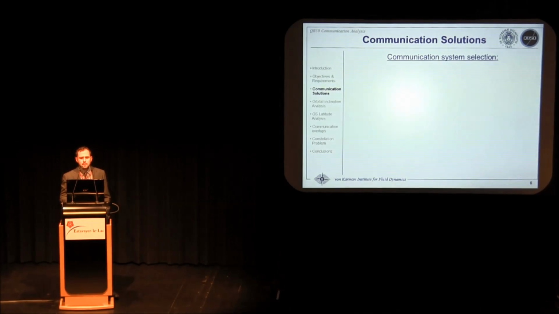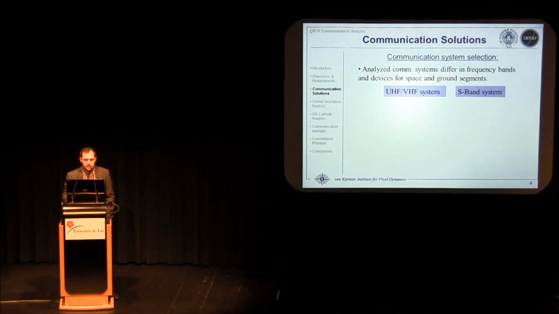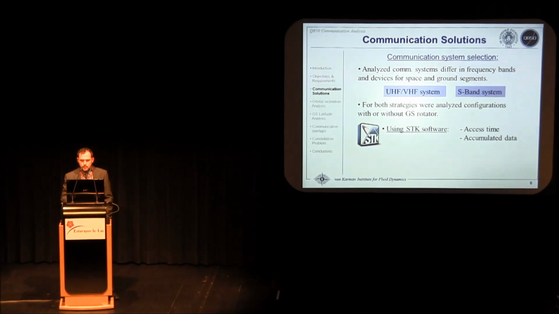Okay, the first point of the one-to-one problem is the communication system selection. I mainly compare 2 different systems, the UHF-VHF system and the S-band system. And for both strategies, I analyzed 2 different configurations of ground station, a fixed ground station and a ground station with a rotator mechanism, in order to follow the satellite during its transit. By STK software, I calculated the access time and the accumulated data, and I did also a final comparison on the signal quality by the link budget analysis. So in the end of this process, I was able to select my system architecture.